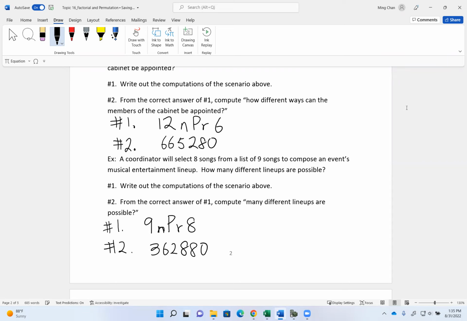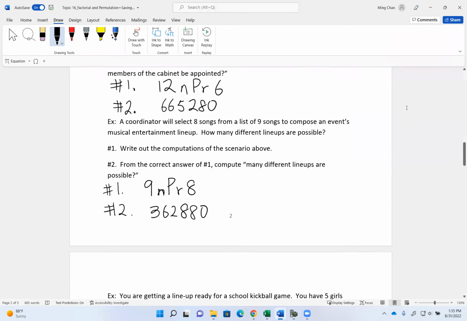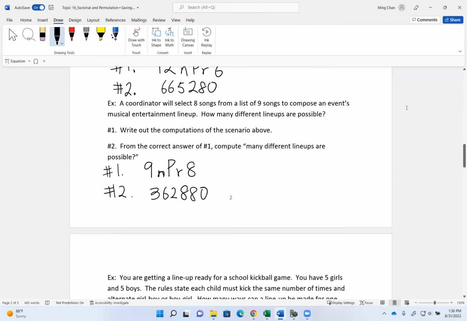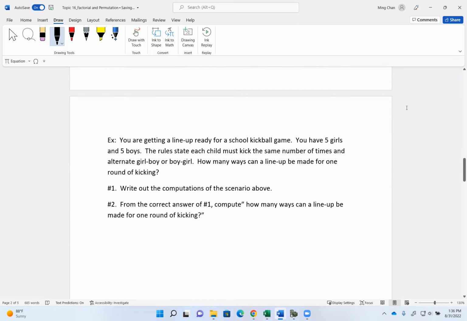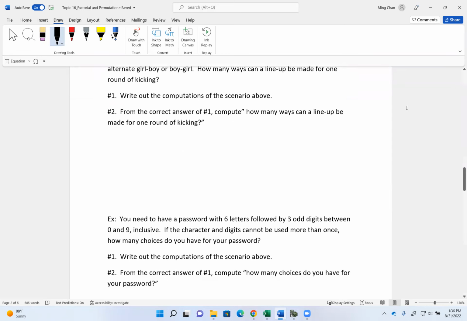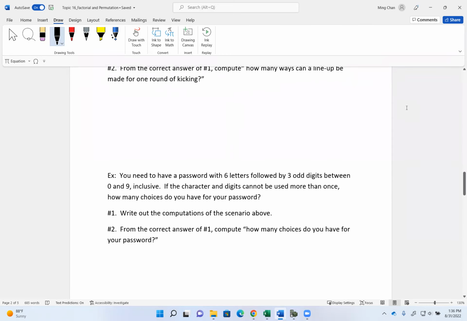Okay. So in these problems, if the order, which one goes first, second, third, matters, then those are permutations. All right, let's try this example. This one is a little bit tricky, okay? Tell you what, I'm gonna do the last one first, then I will come back to that one.